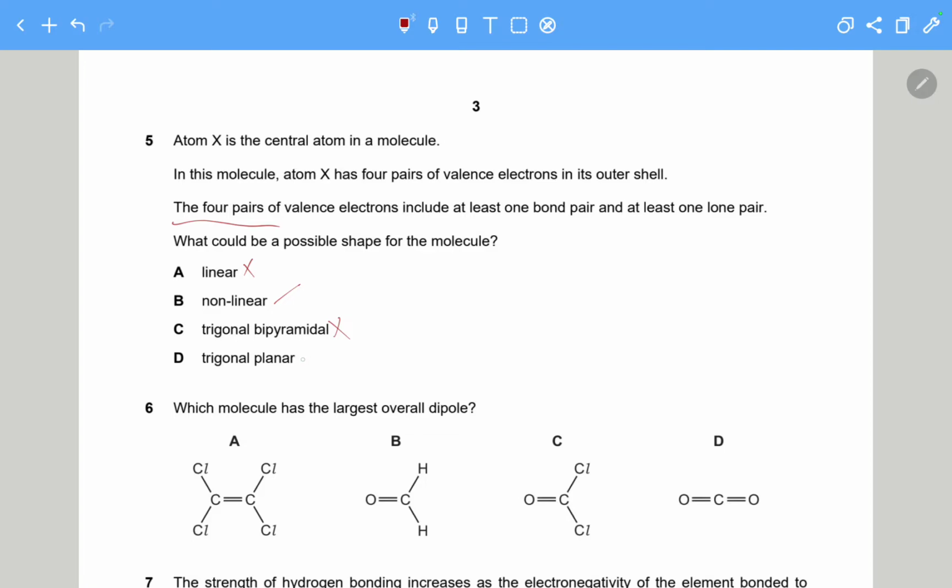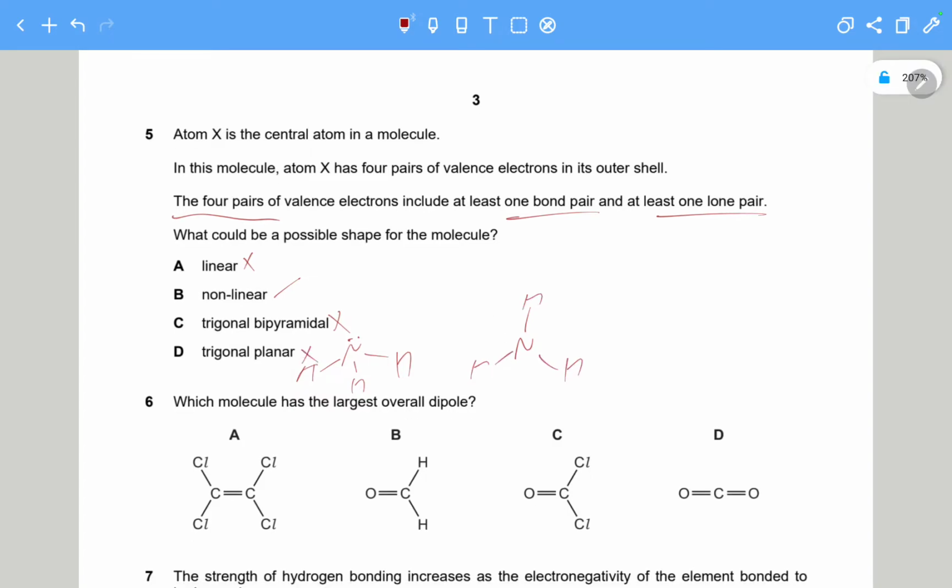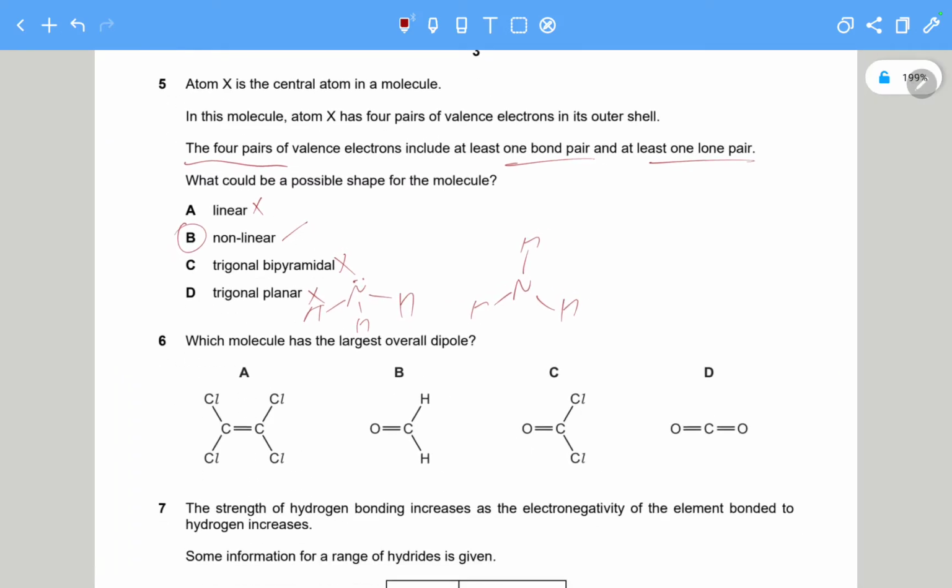Trigonal planar means that the molecule cannot have a lone pair, because again of lone pair bond pair repulsion, and we have at least 1 bond pair and at least 1 lone pair. So if you look at NH3, it has a lone pair and 3 bond pairs, and it becomes trigonal pyramidal instead of becoming trigonal planar, because of the lone pair bond pair repulsion. So for option A and option D, you need to consider the lone pair bond pair repulsion. Option C has 5 pairs of electrons, and therefore option B is the only plausible answer.